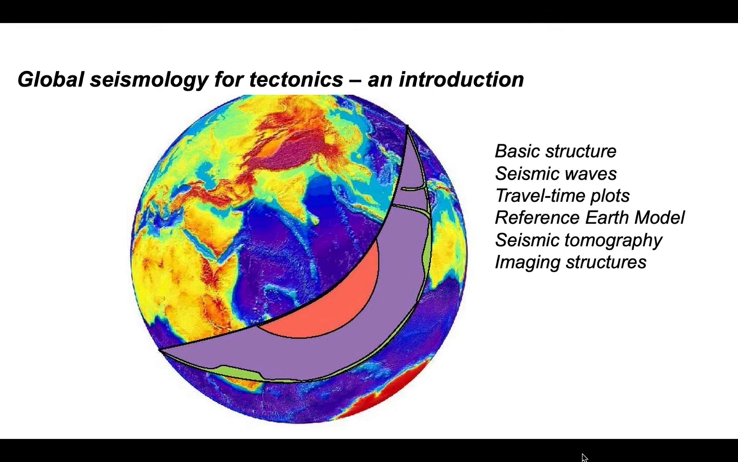We'll look at seismic waves, the different types. We'll use these to construct things called travel time plots with a view to creating a reference Earth model. And then we'll look at deviations away from this reference Earth model, which is fundamental to the idea of seismic tomography and imaging structures, particularly within the Earth's mantle.